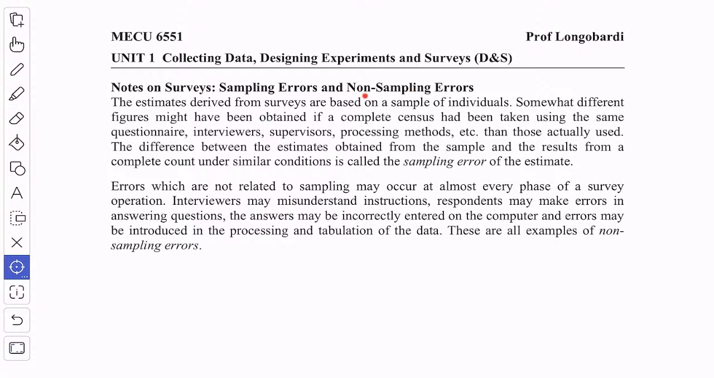Non-sampling errors, what I described, are errors introduced by problems with the way that questions are asked, or the phrasing of questions, and the methodology used to approach participants. All of those introduce non-sampling errors.